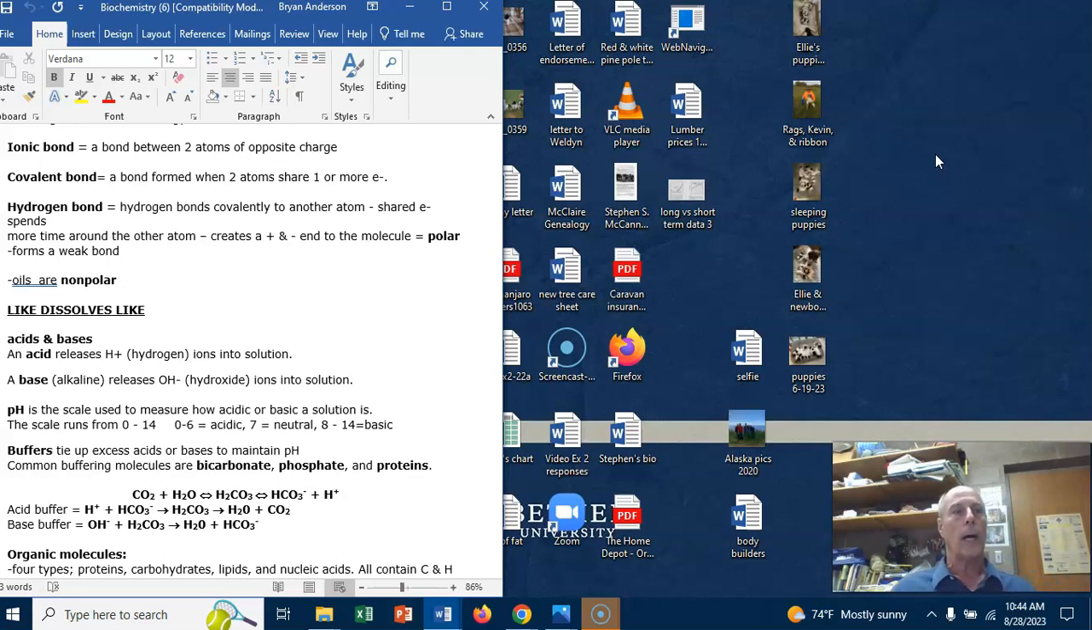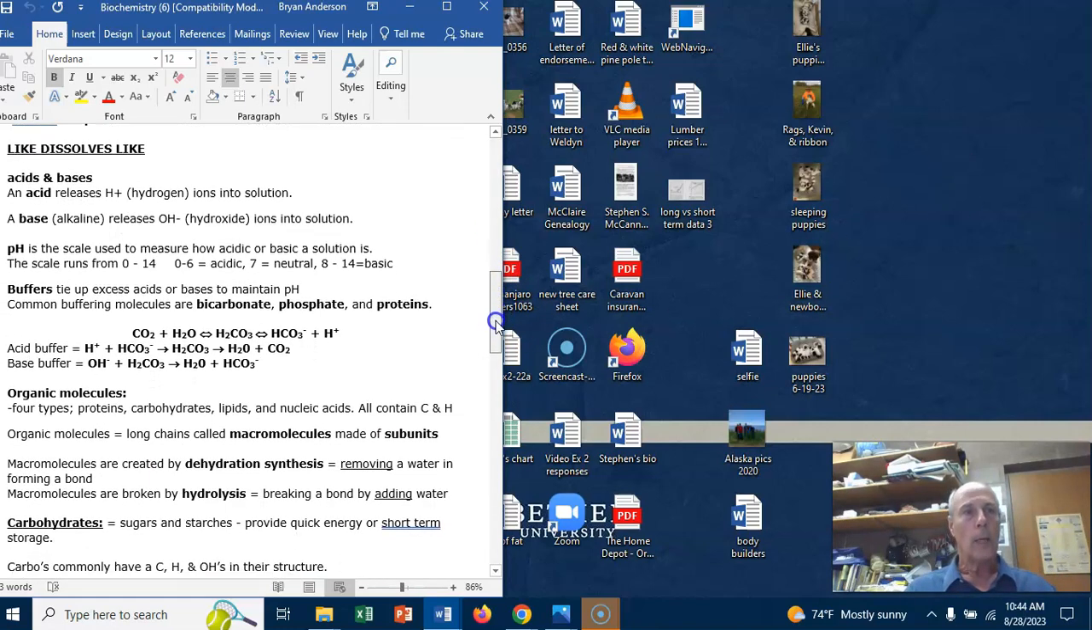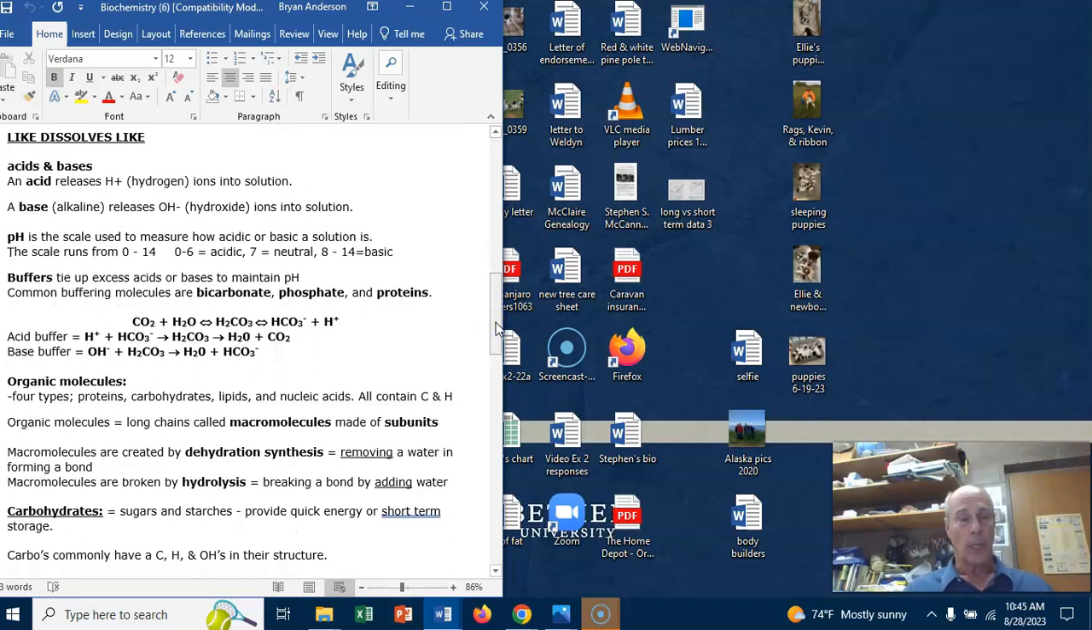Acids are any substance that releases or causes the release of hydrogen ions into solution. Okay, well, that's a lot of words. We know what an ion is. It's an atom with a charge. This is one equation. Here we have carbon dioxide, what you breathe out. Here's water, what you drink. When those combine in your body, they form carbonic acid, H2CO3.